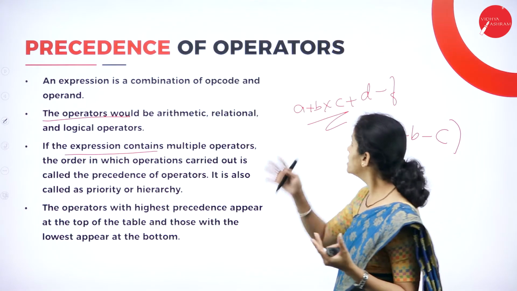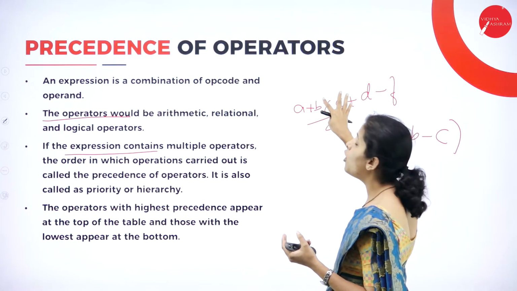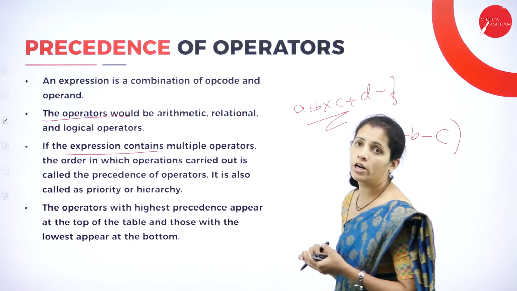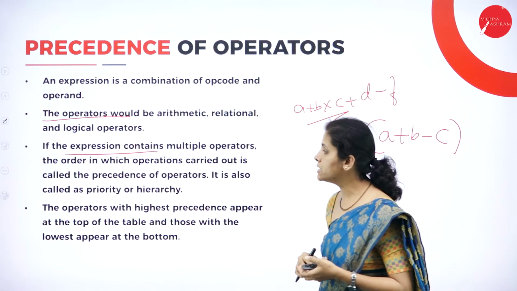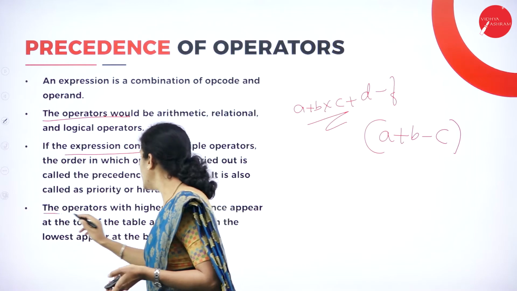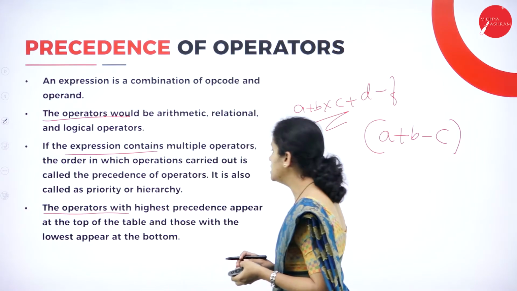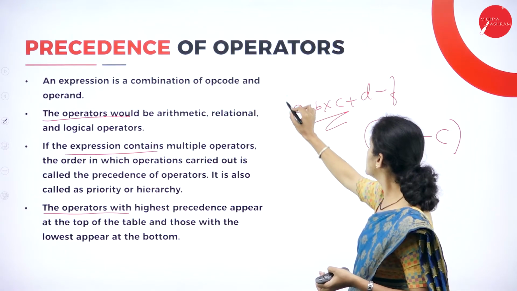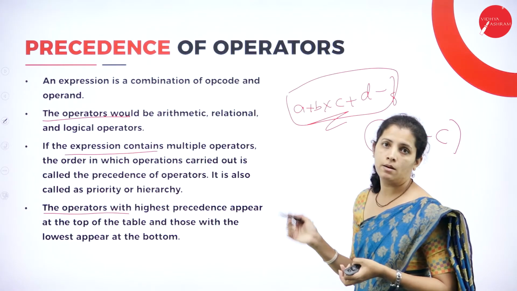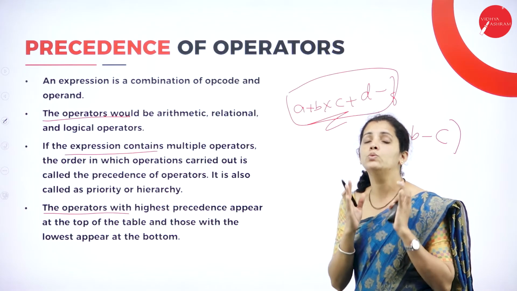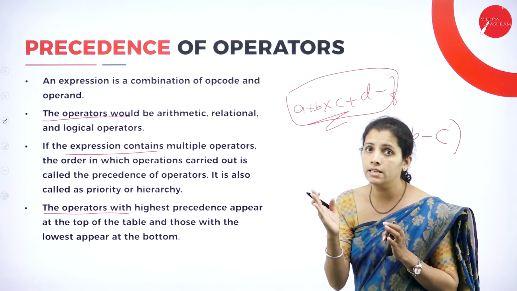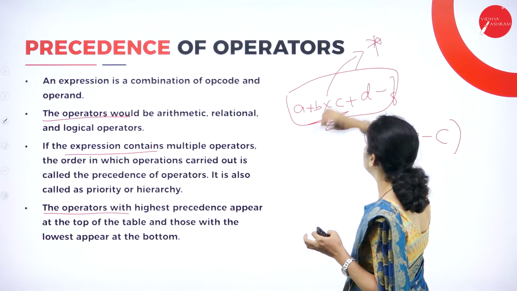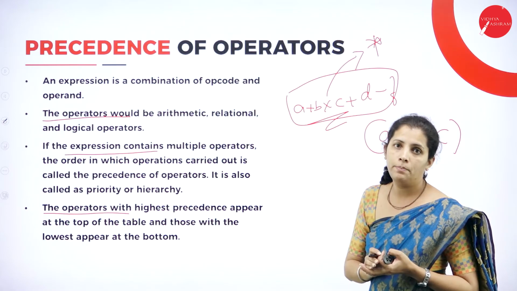Okay, because here I'm having multiple operators in my expression. In that case, I want to consider the precedence. So the operators with highest precedence appear at the top. That means if I consider this expression, the multiplication symbol is always going to have highest precedence, and this symbol is going to appear at the top or at the beginning.